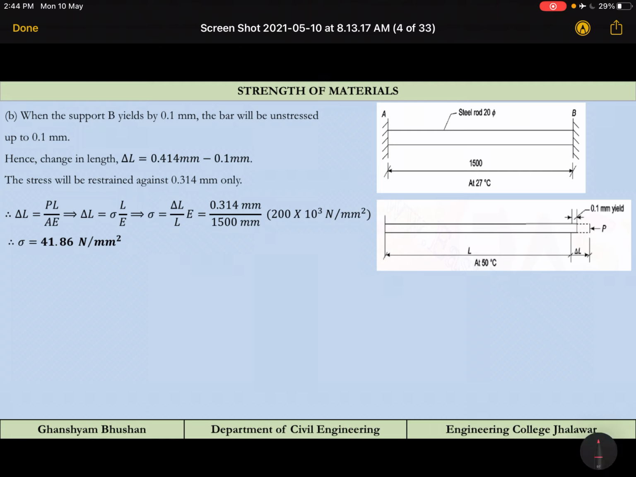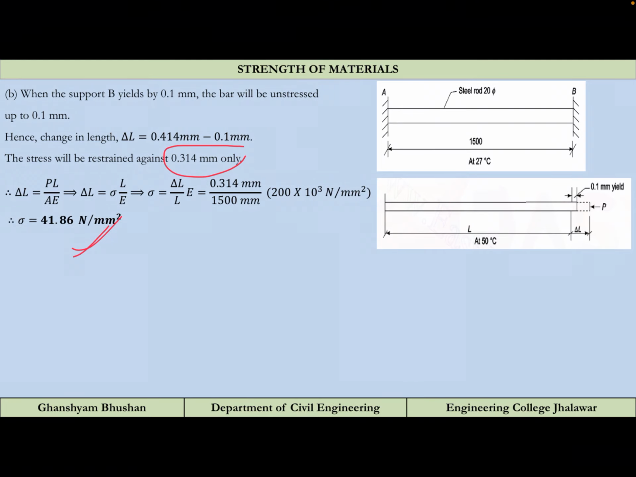So in this case, as you can see, due to less deformation, less stress has been generated. In the previous case it was more than 50, now it is 41.86 only. So this was the case of unyielding and yielding supports.